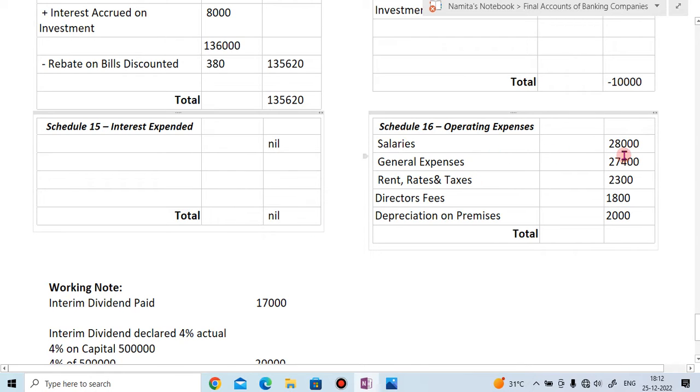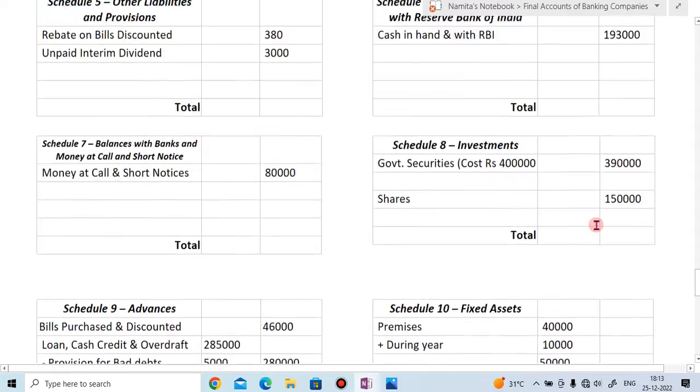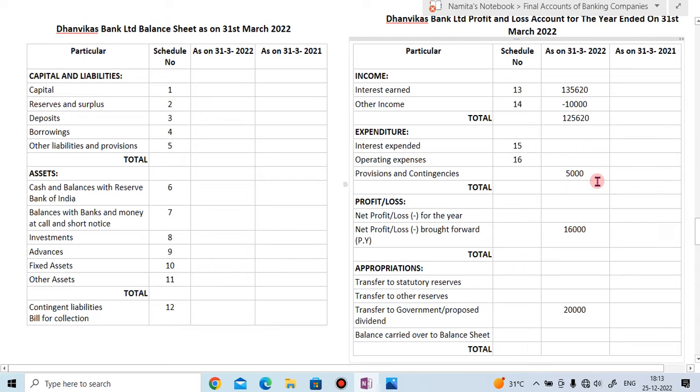Now schedule number 16, operating expenses. Add all these operating expenses. So total will be 61,500. Okay, 61,500. So here write in the balance in the profit and loss account, the total of interest expended. Schedule 15 is what? Nil. And operating expenses total is how much? 61,500. So total of expenditure 61,500 plus 5,000, the total is 66,500. Okay. Now here we got the total of income, we got the total of expenditure.